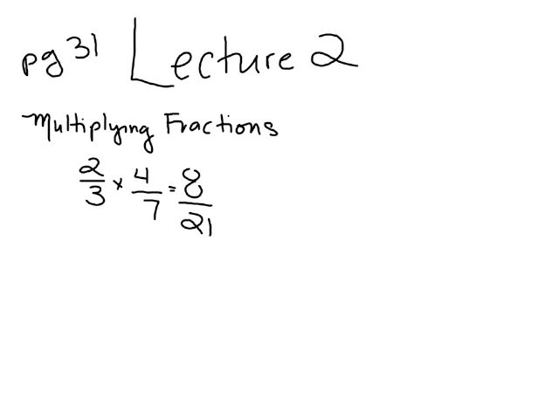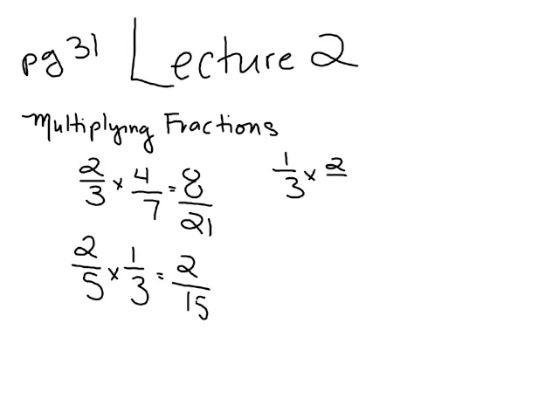How about 2/5 times 1/3? 2/15. Okay, so go straight across. 2 times 1 is 2. And then 5 times 3, 15. Will that simplify? Nope. Okay, 1/3 times 2/3. It's going to be 2/9. Okay, so go straight across. 1 times 2, 2. 3 times 3, 9. Will it simplify? No.